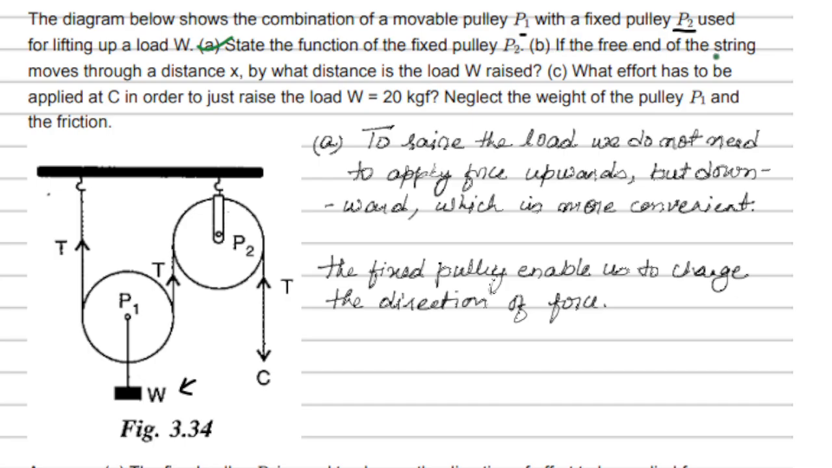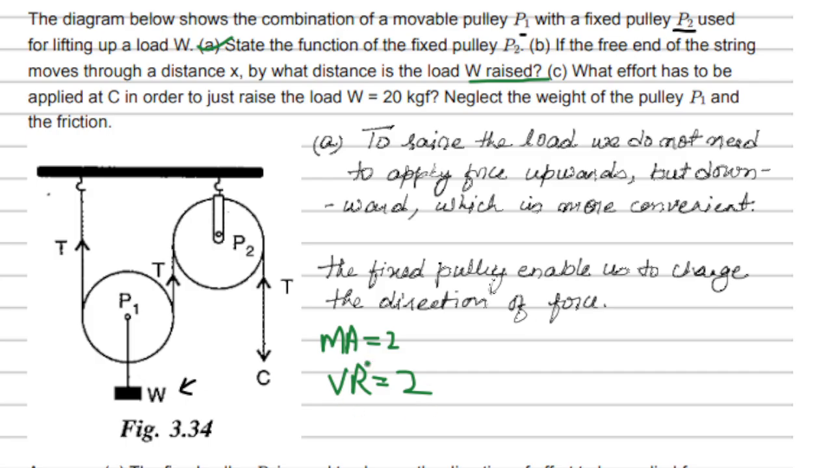If the free end of the string moves through a distance x, by what distance is the load W raised? See, it is the case of a movable pulley. This is just changing the direction of force. So the mechanical advantage we get is 2. So that we should know. So the mechanical advantage we will get is 2. And if we are thinking this is an ideal scenario, mechanical advantage will be 2 and VR also will be 2.